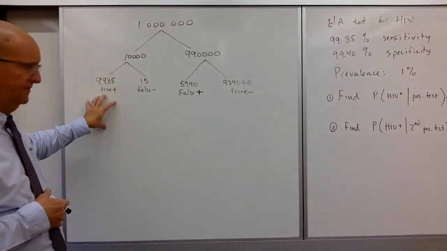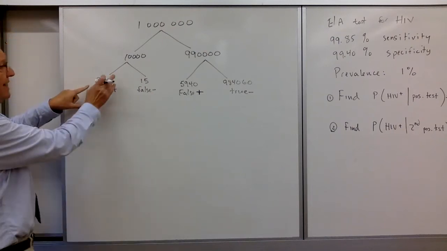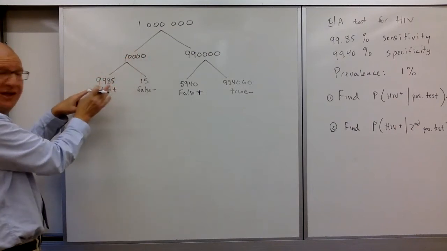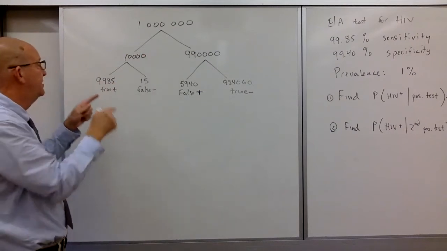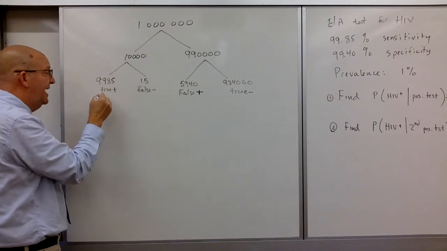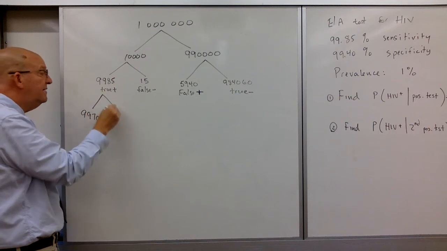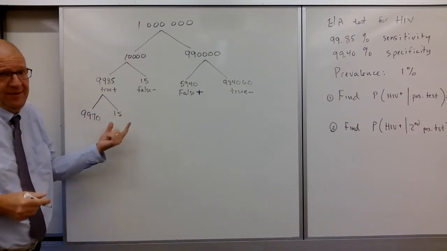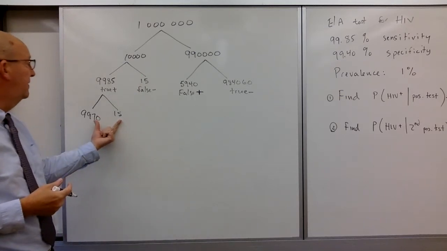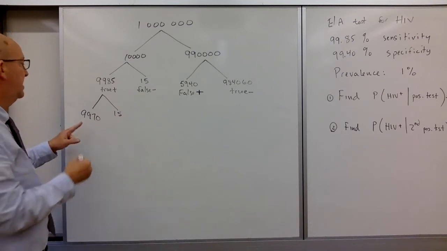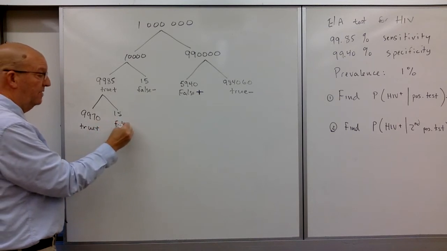Of these true positives, when we test them, right? So again, this 9985, this is just like the 10,000. These people actually have the disease. So again, I'm 99.85% sensitive. So 99.85% of 9985 is 9970. That still leaves about 15 here that are false negatives. It's the same number because it's just a small percentage. But again, these are your true positives. And these would be another round of false negatives.